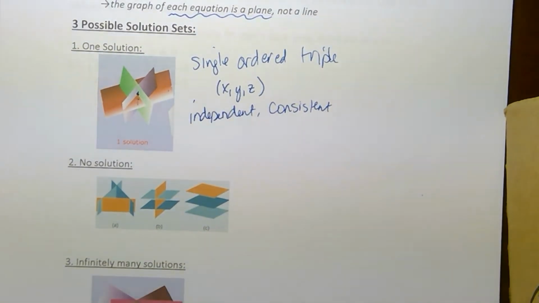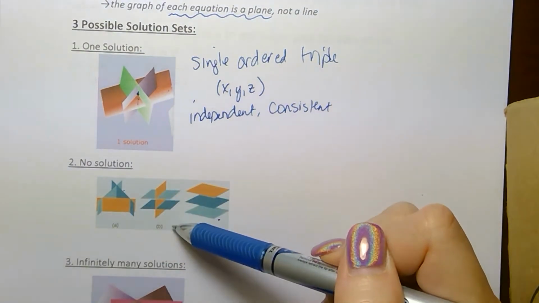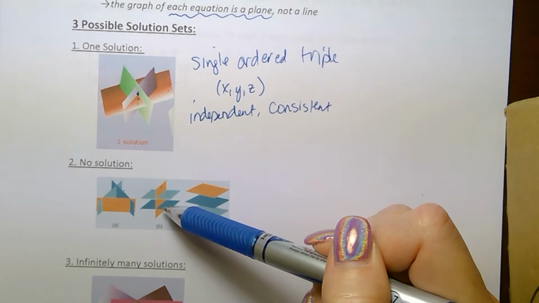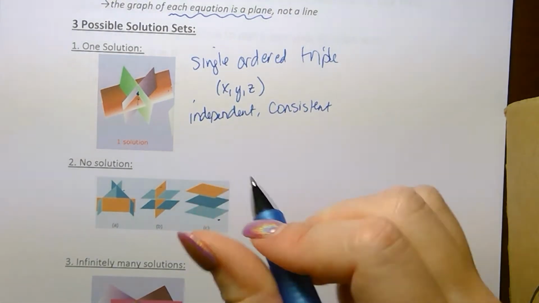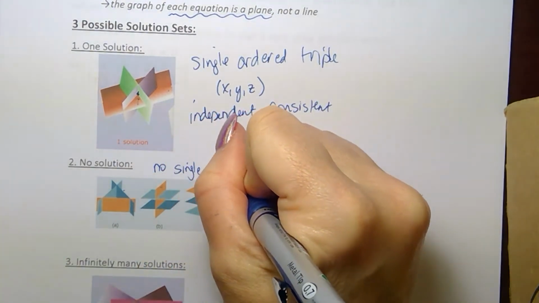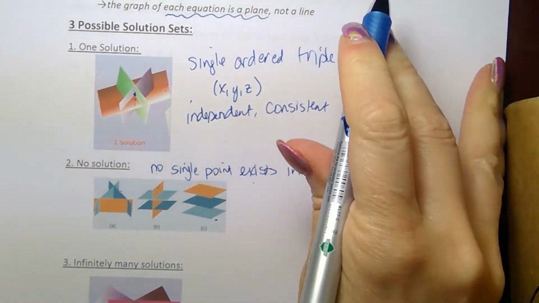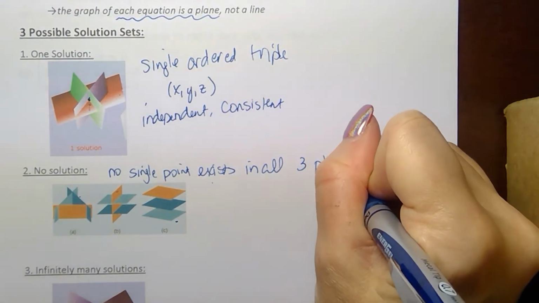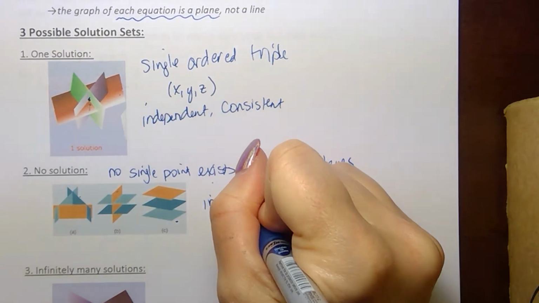My next option is that there's no solution. There's just no place where all 3 planes intersect at the same time. That could look like 3 parallel planes, or it could look like a situation where 2 of the planes intersect, but not all 3 in any one location. So no solution means no single point exists in all three planes. So this is an inconsistent system.